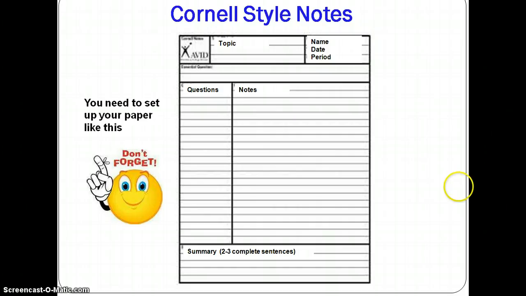Today we're going to look at the Bohr model. Last time we talked about the atom. Before we do that, we're going to talk about the Cornell style notes. Remember, you need to set up your paper like this before starting your notes.